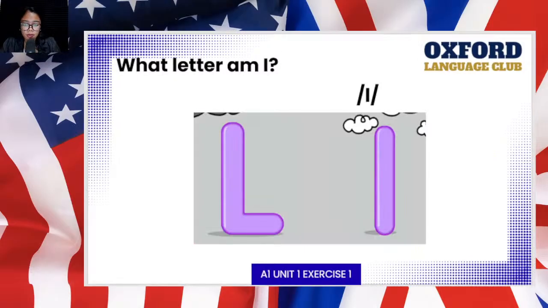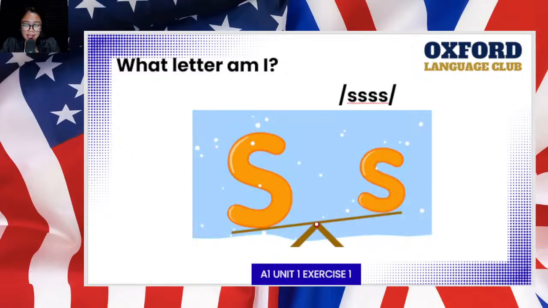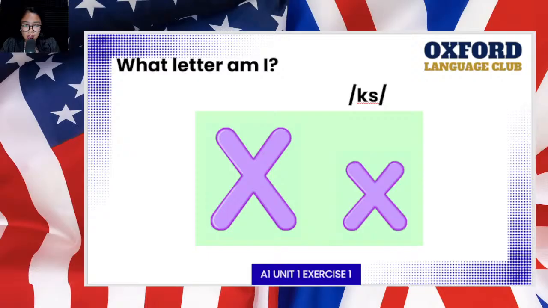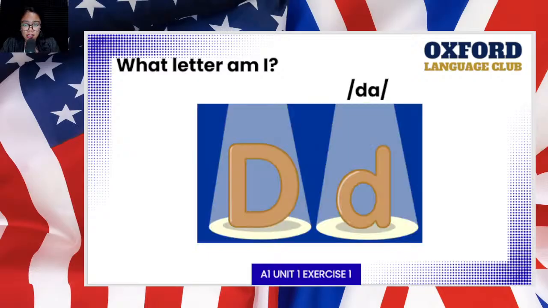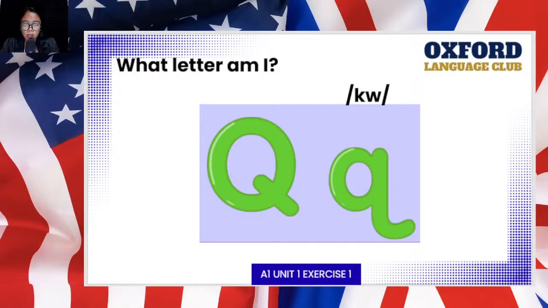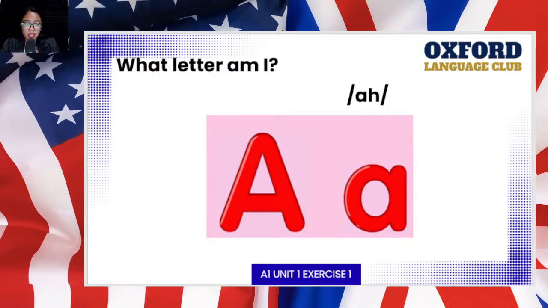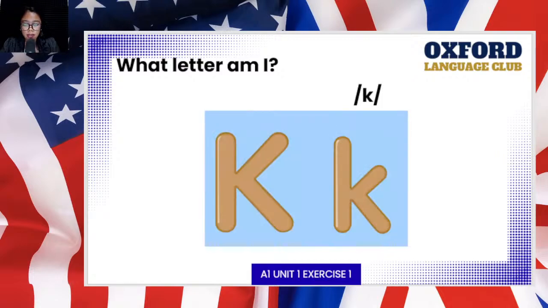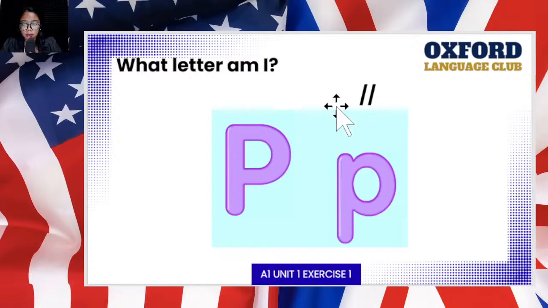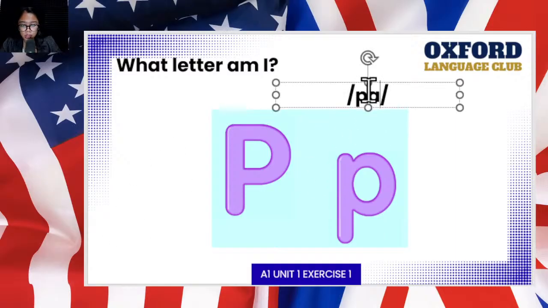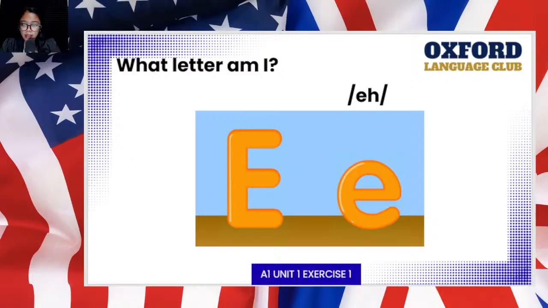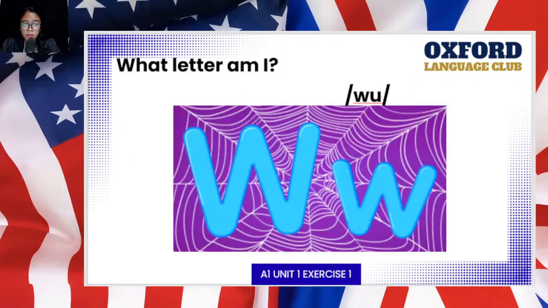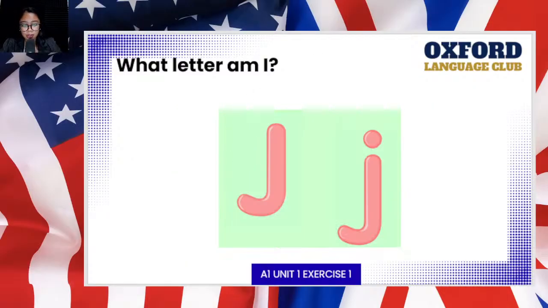H. Huh. L. L. S. S. X. S. D. D. Q. Qu. A. A. K. P. H. Again, this is P. I forgot to put its corresponding sound. That's P. Quick P. Next, E, E, W, W.